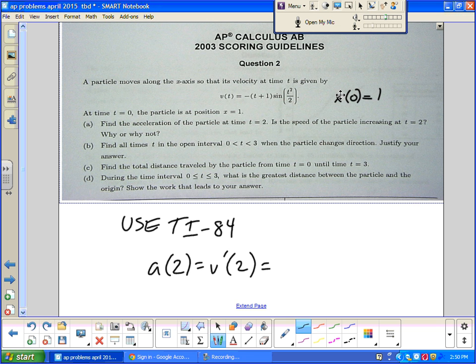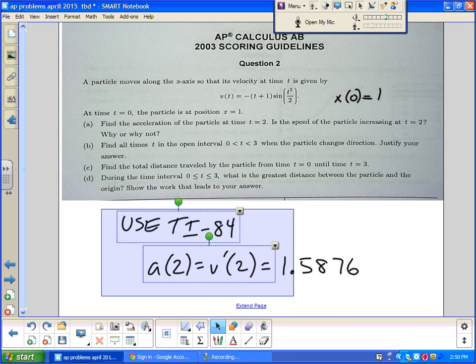And if I type that derivative of that function, negative t plus 1 times sine of t squared over 2, comma x, comma 2, it's going to pump out 1.5876 something. Okay, and they gave credit for 1.587 or 1.588, so this is why we go 4 decimal places. All right, that is worth a point right there.